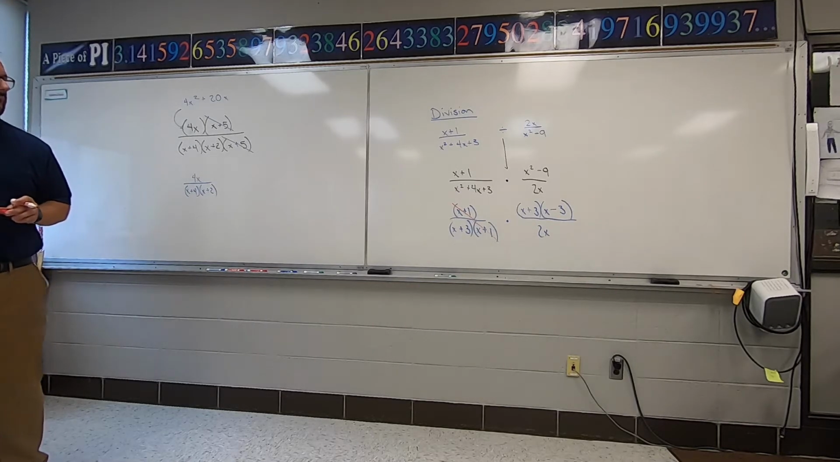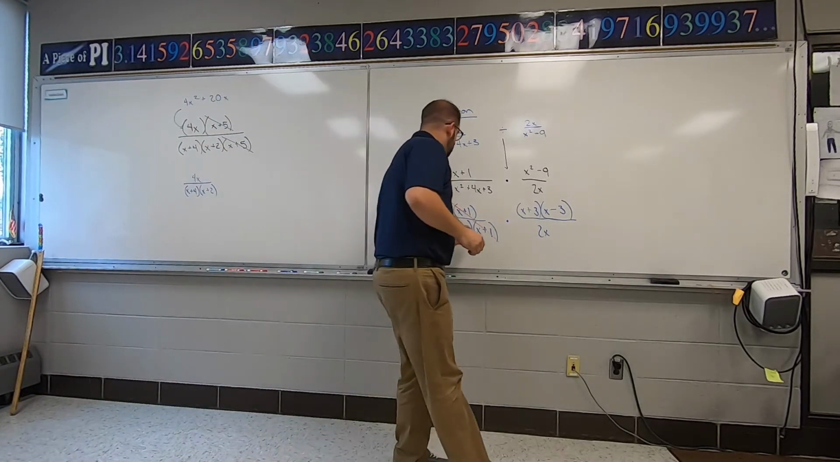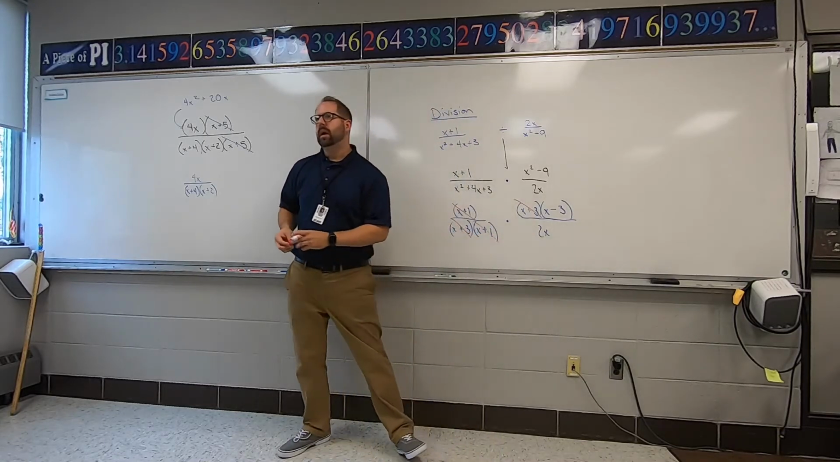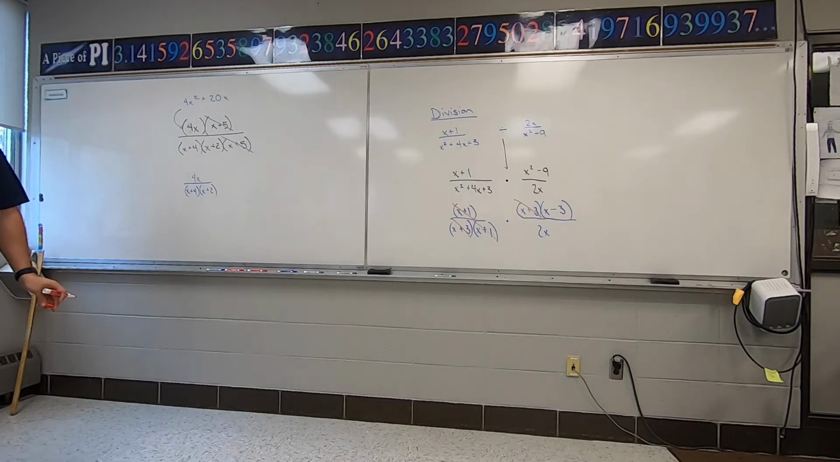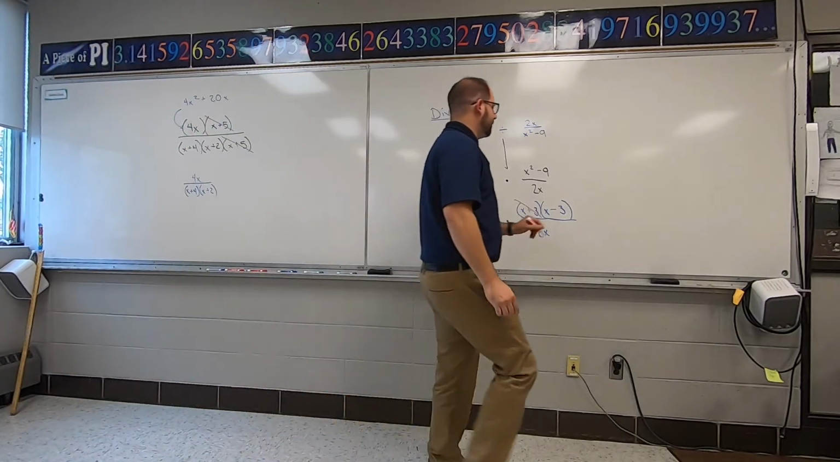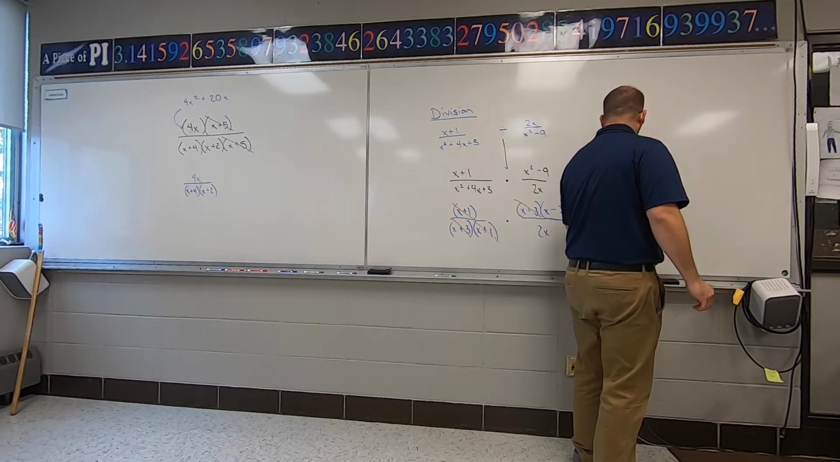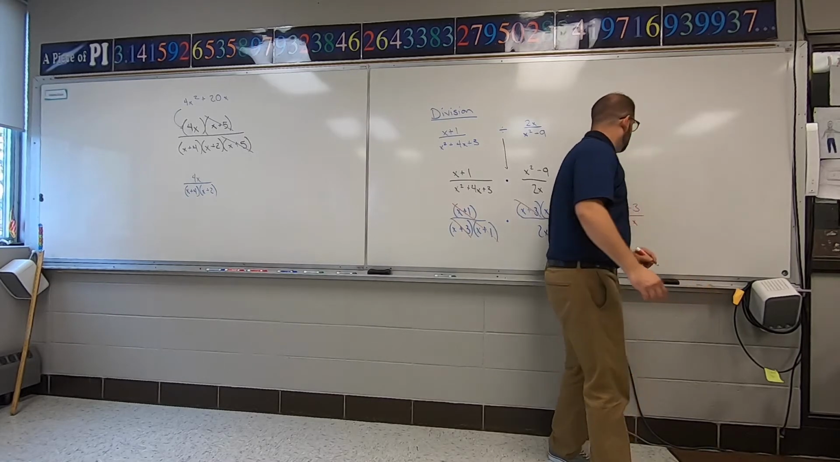The x plus 3s. Those are gone, because those cancel diagonally. So then all you're looking at is x minus 3. Exactly. You go straight across, and all we're left with is your final answer: x minus 3 over 2x. That'd be your final answer.